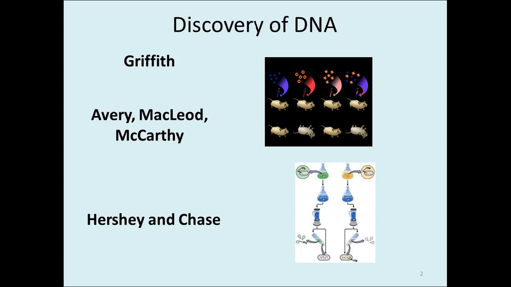They allowed both virus groups to infect bacteria. The bacteria that had been infected by the radioactive DNA virus created more radioactive viruses. The bacteria infected with the radioactive protein did not. This proved that DNA was the source of hereditary material for the cell.